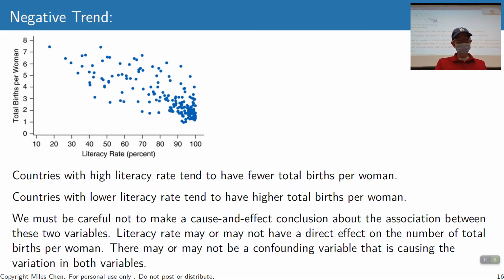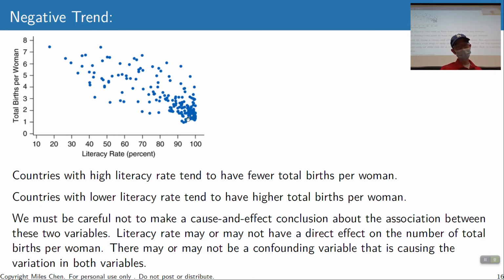And so this represents a country where, on average, women had somewhere between 7 and 8 children, okay, 7 to 8 births per woman. And in that country, the literacy rate was something under 20%, okay? And over here, this is a country where the literacy rate was somewhere between 40 and 50%, but also had somewhere between 7 and 8 births per woman. Here's another country with a literacy rate of around 50%, but its total birth rate per woman was around 3.